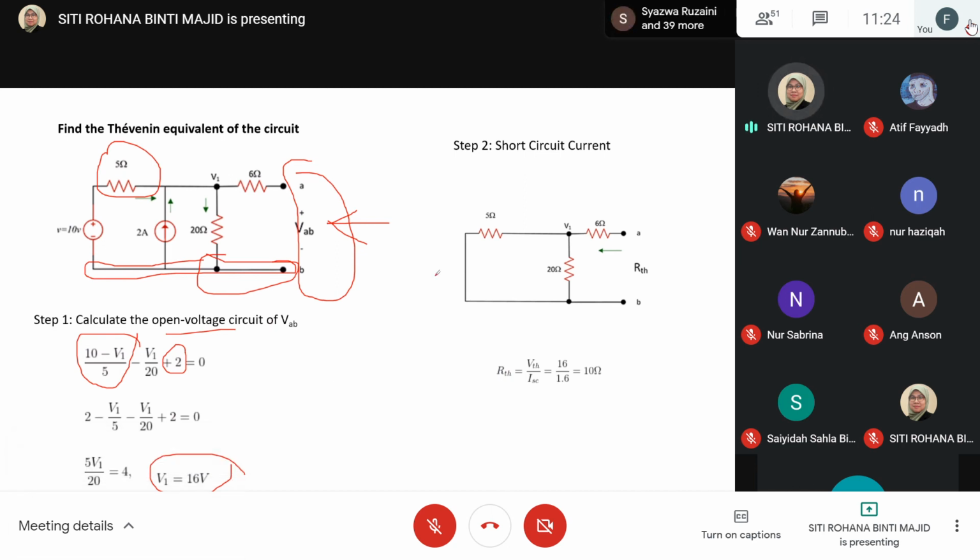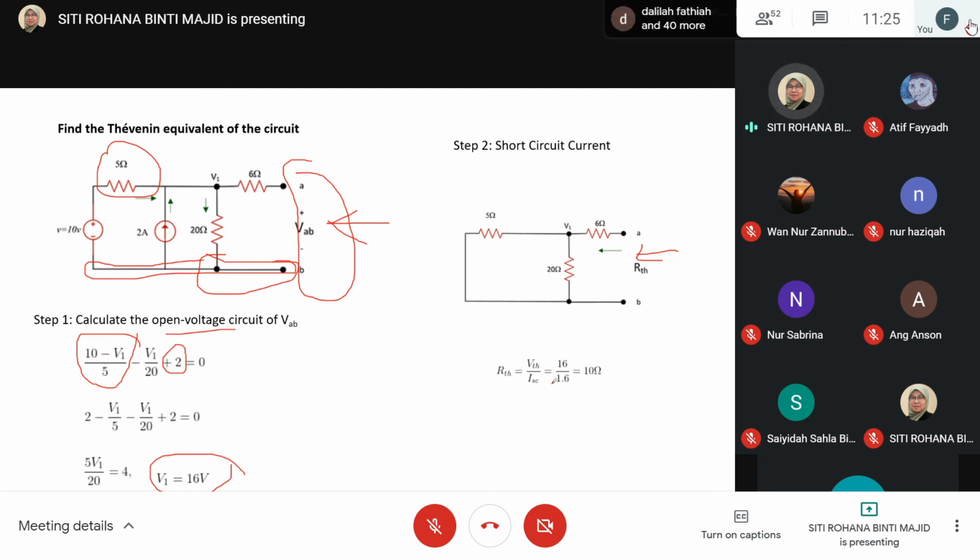So the second step, we want to find RTH, but we have to calculate the ISC first. The RTH should be from the terminal A and B. Then you can find the ISC, so here, the short circuit current. Okay, how can we calculate the short circuit current?